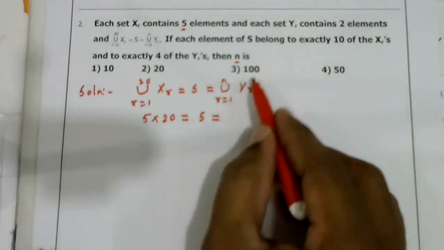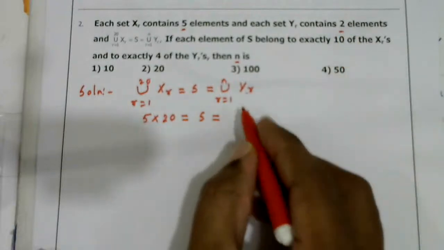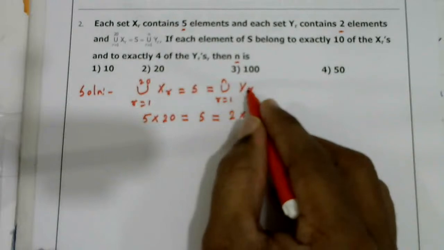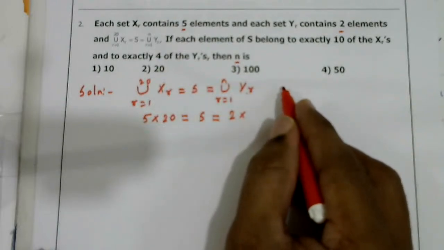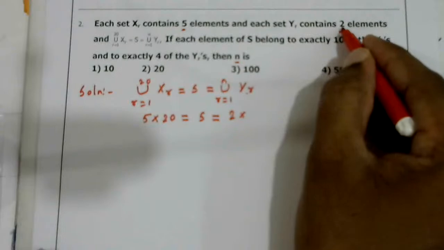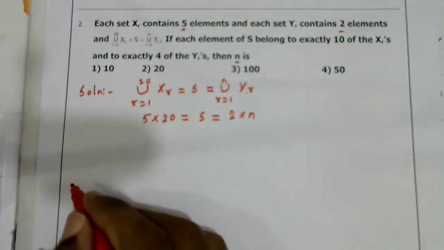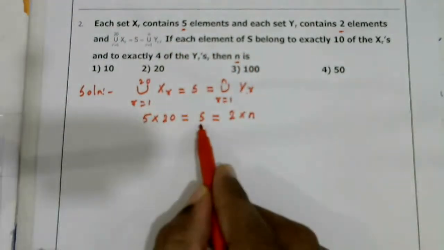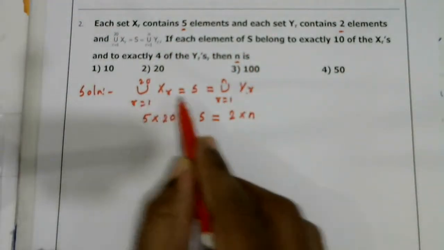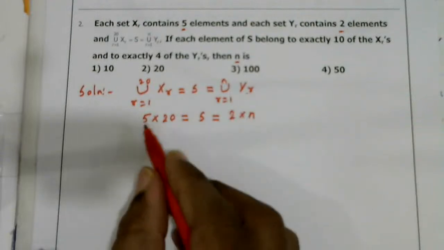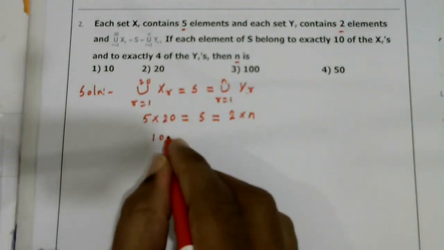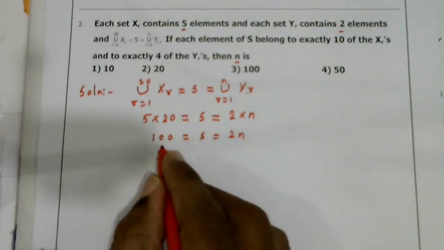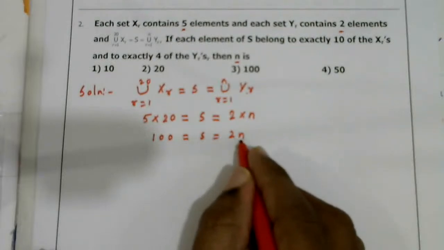And each set YR consists of how many elements? 2 elements. So 2 into how many sets are there? R runs from 1 to n: y1, y2, y3, y4 up to yn. Each set consists of 2 elements, so 2 into n number of sets. Next, what is given? S is the union of the XR, and also the union of the YR. So 5 times 20, that is 100, is equal to the size of S, which is equal to 2n. So 100 elements are there in S and 2n elements are there in S.